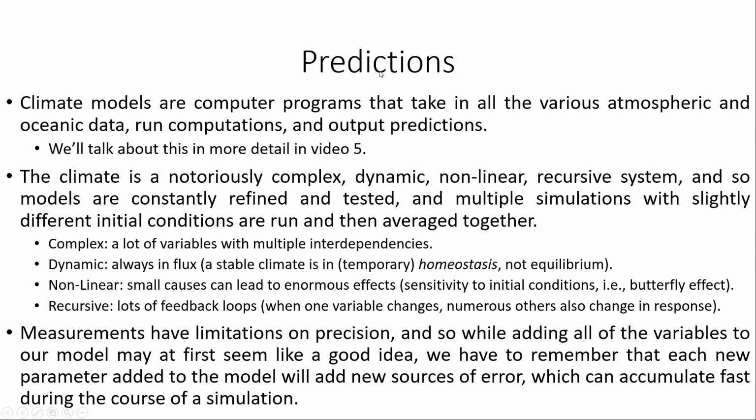Then the other thing we have to remember about these predictions is that measurements, so the things that people actually go out into the world and measure, have limitations on precision. So we can't go infinite places past the decimal, for instance. And so while adding all the variables to our model may at first seem like a good idea, we have to remember that each new parameter added to the model will add new sources of error, which can accumulate fast during the course of simulation. And so that's why these simulations pretty much always have these error bars on them, and you can see that they get larger as you go into the future.